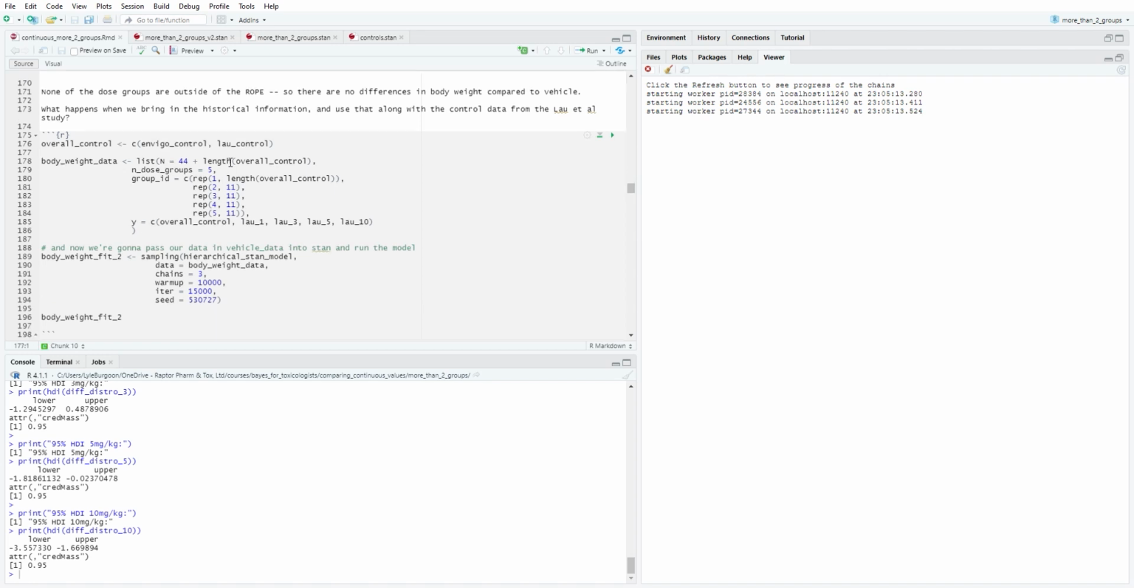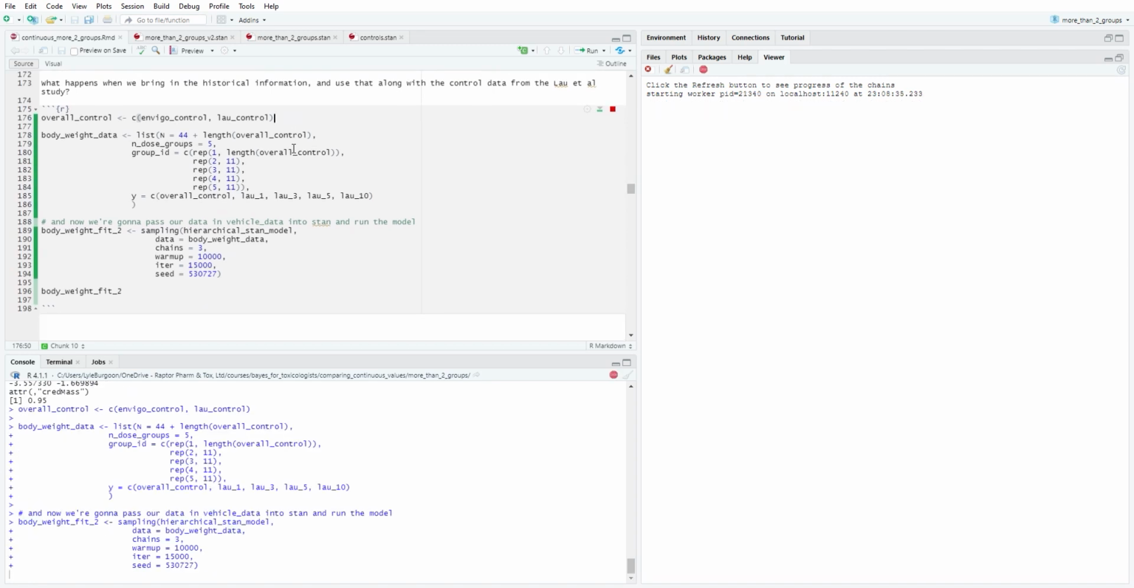So now we're going to bring in some historical information. We're going to combine together the Envigo data with the Lao data. So this is the Envigo data that we sampled. We're going to combine it with the Lao control data, and we're going to run this analysis again and see if something changes.